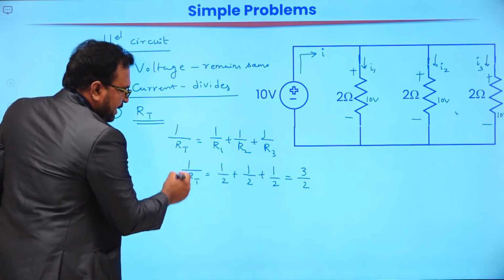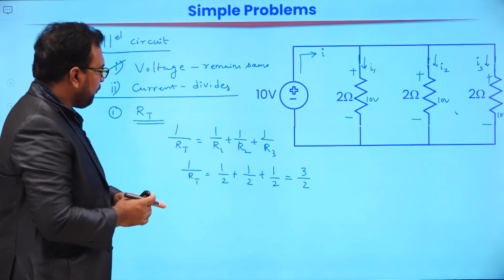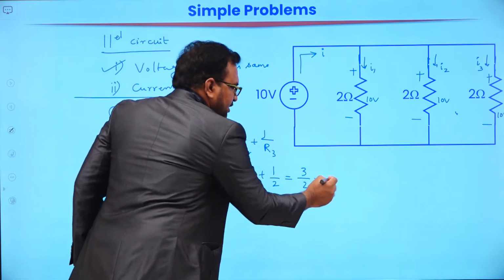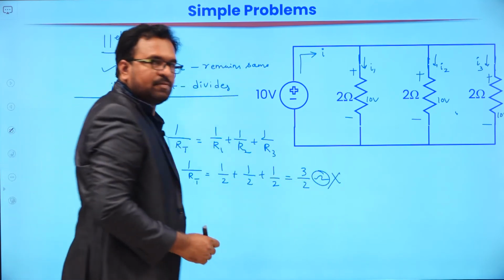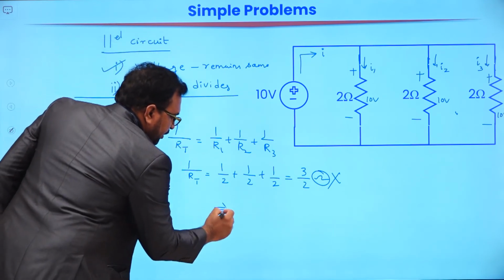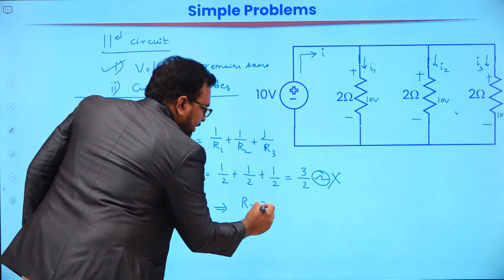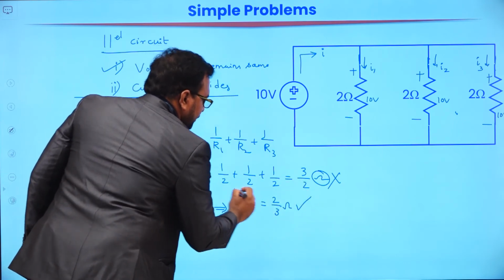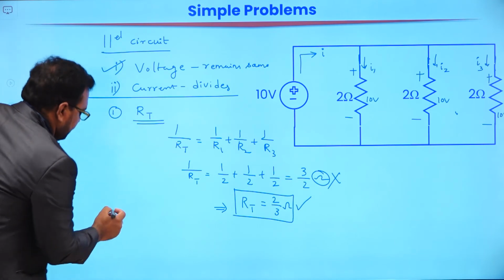Don't leave this, it is actually 1 by R2. Many of you will stop here and treat this as the resistance in ohms, but it is not actually ohms. The value here is 1 by RT. That means you have to take the reciprocal. So what is the actual RT? 2 by 3 ohms. So this is correct. That is the first one.